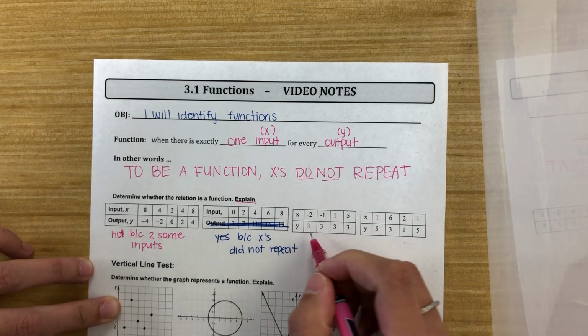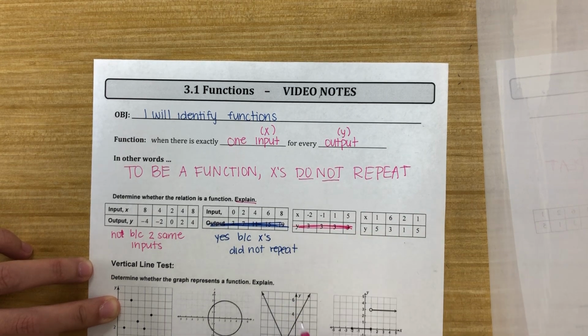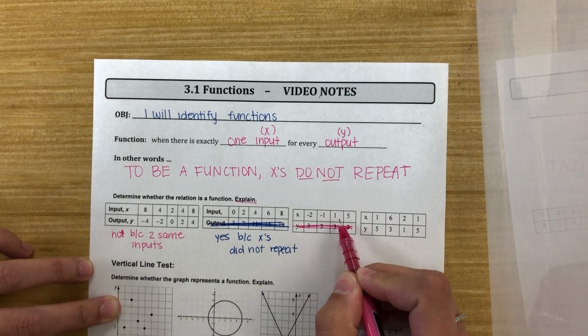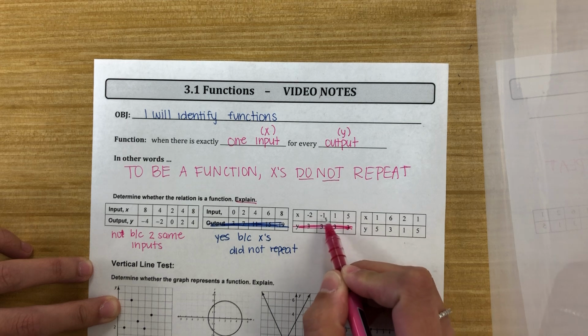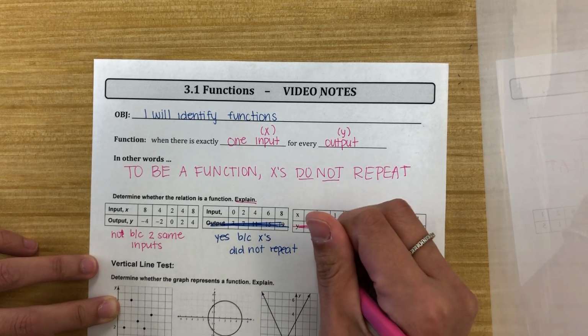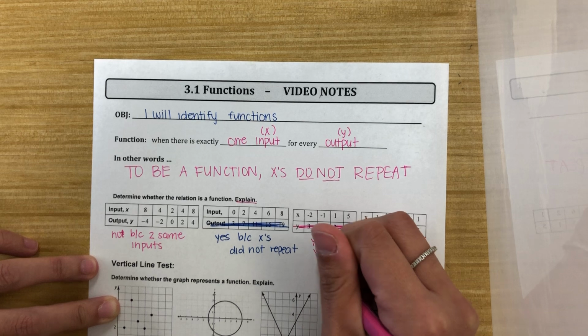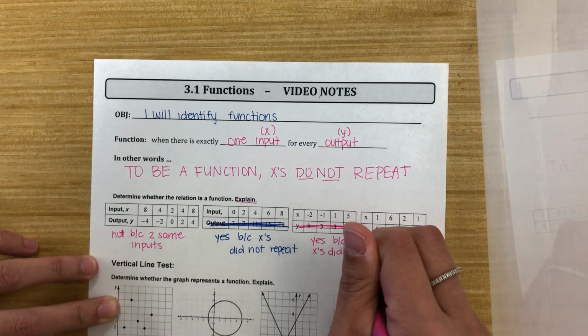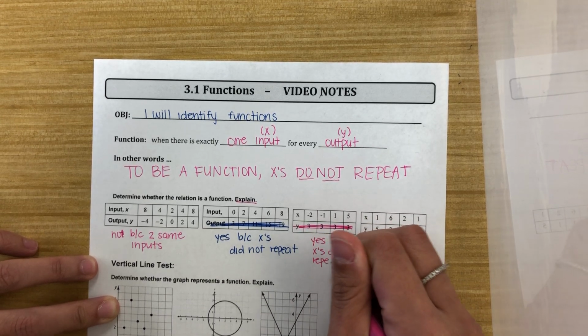This one's a tricky one. So just look at your x's. Oh, I have a -1 and a +1. Are those the same numbers? Did they repeat? No. -1 and +1, even though they're the same digit, they're two completely different numbers. So yes, this is still a function because the x's did not repeat.